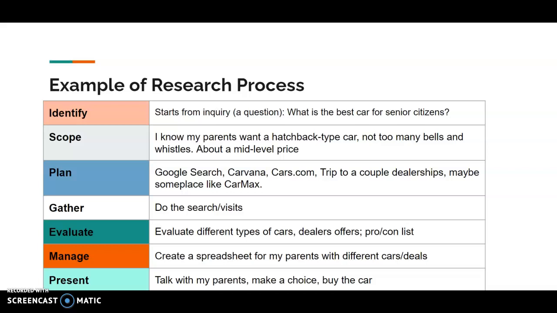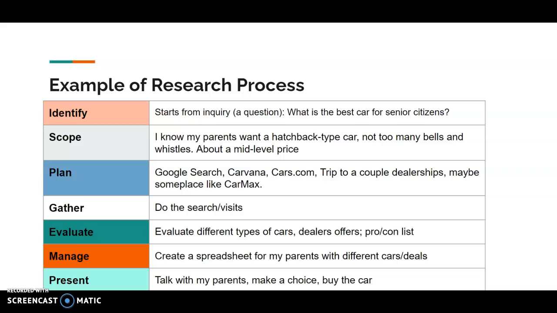They've had SUVs, but now they feel like that's hard to get in and out of. So they want something lower, but they still like to maybe haul some stuff around. So they want a hatchback. Not too many bells and whistles, and probably about a mid-level price to a low price. They're pretty frugal.